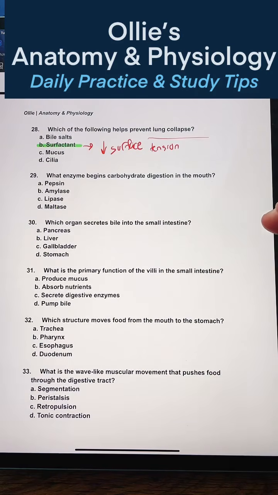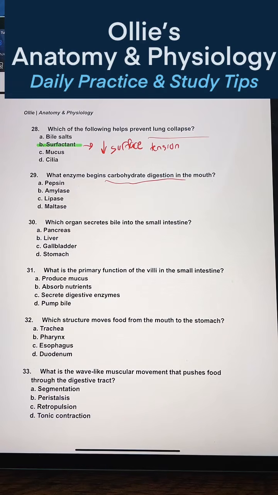All right, moving now to the next page. Number 29, which enzyme begins carbohydrate digestion in the mouth? A, B, C, or D? This enzyme comes from the mouth, and you can think of another area that it comes from outside of just the mouth. That's your bonus question there. A, B, C, or D? Perfect. I'm seeing a lot of answers, I'll wait another second.